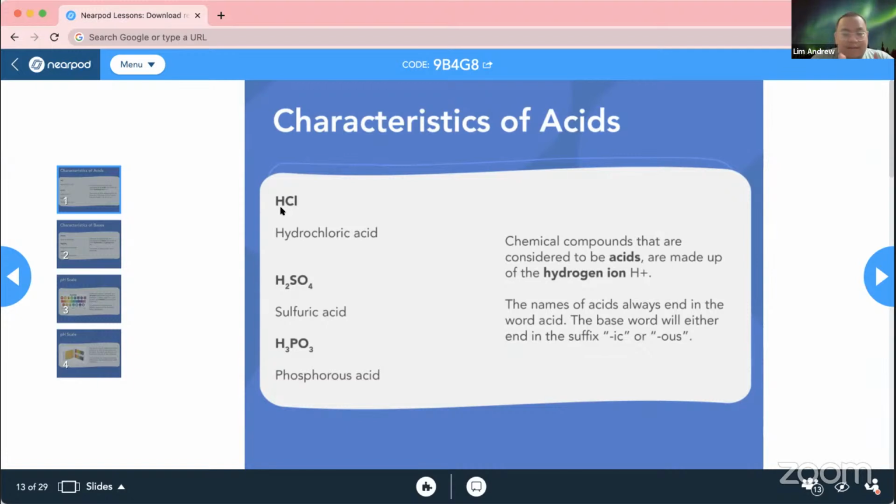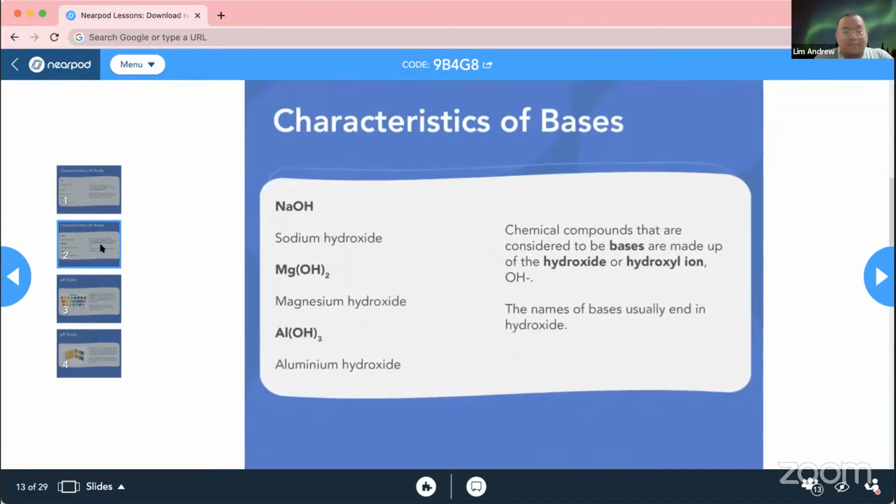The name of the acid always ends with the word acid, whereas the base word will either end with IC or OUS. These are some of the ways to differentiate between acid and base. All right, let's carry on.